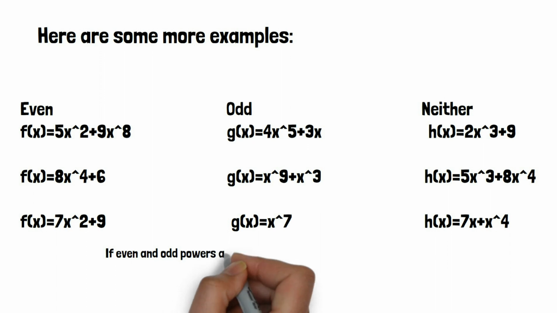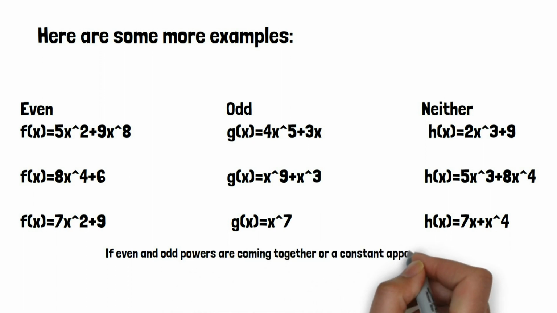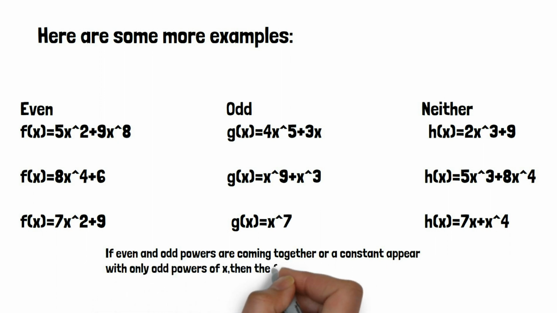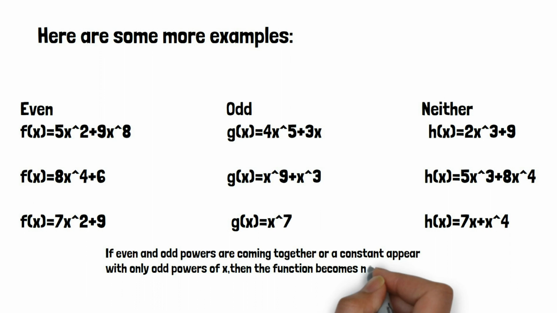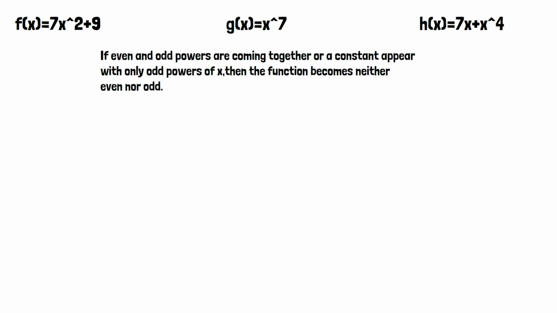So if even and odd powers are coming together, or a constant appears with only odd powers of x, then the function becomes neither even nor odd. It's a formula. Simply, if only even powers appear, the function will be even, and if only odd powers appear, then the function will be odd, and if a combination of both even and odd powers appears, it's neither an even nor odd function.